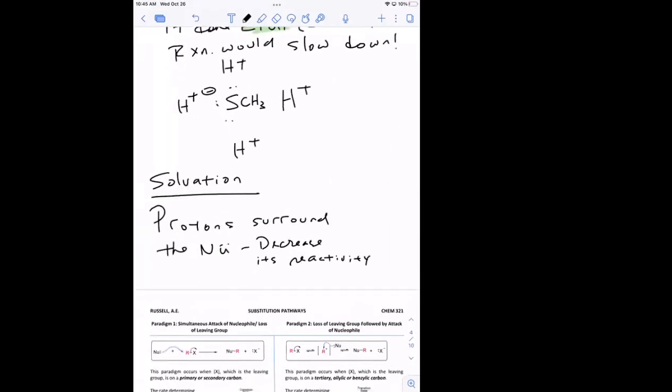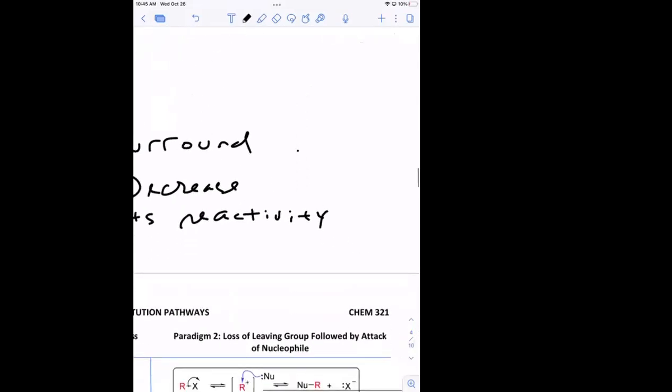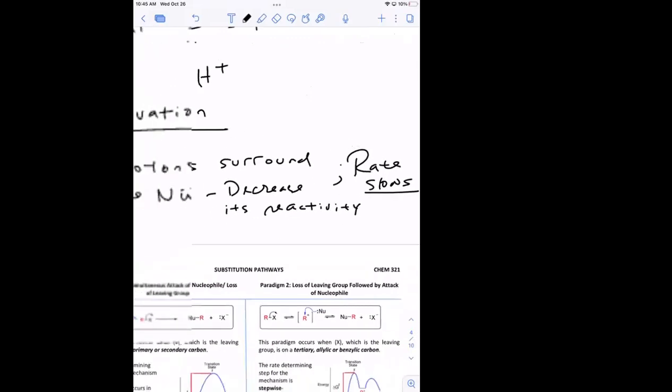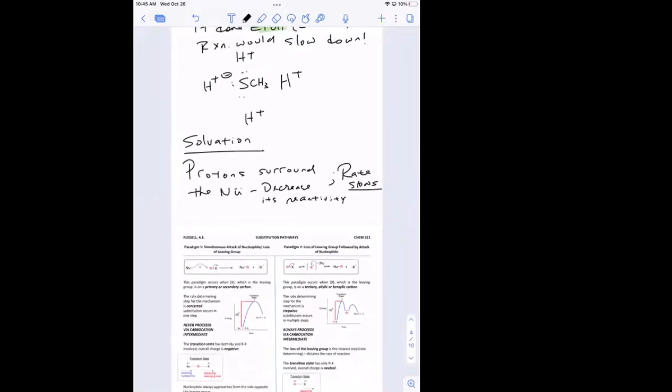Right, that makes the rate go down, because the nucleophile is a part of the rate determining step, and it's not available, that's gonna slow the rate down. Right, so the rate is gonna slow way down if that nucleophile gets solvated like that. So that's why you do this reaction in aprotic solvents. If you do it in a protic solvent, it's gonna take forever.